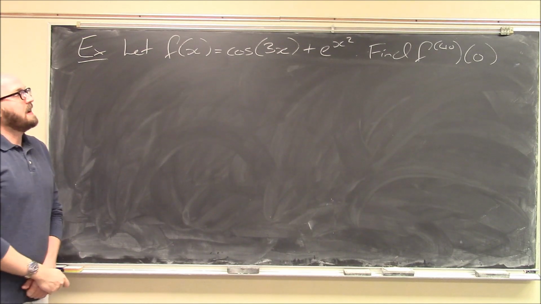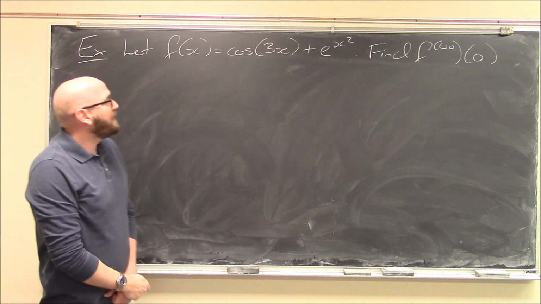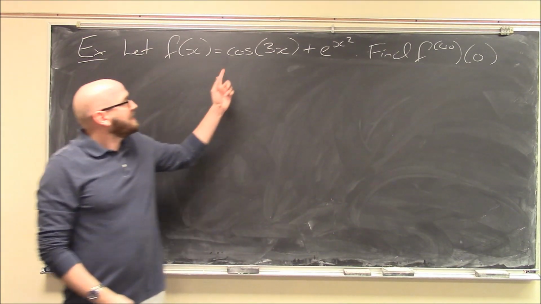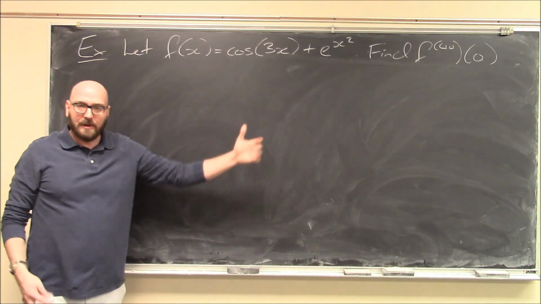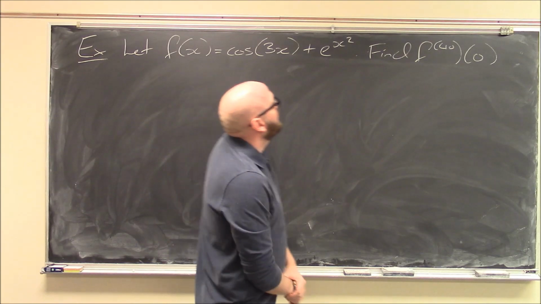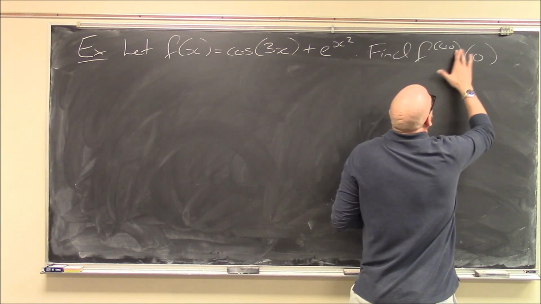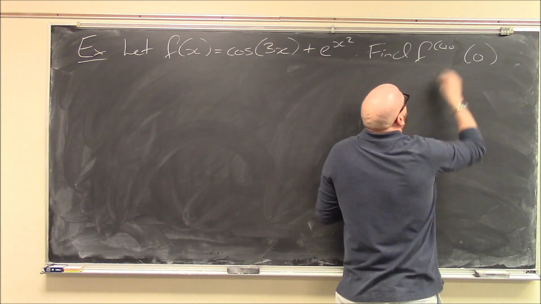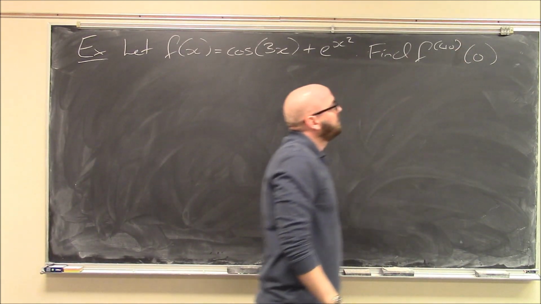Alright, so here's our second application, and this is a fun one. Here's a function, just cosine of 3x plus e to the x squared, not a particularly scary function. And the question is, find the 40th derivative of f at 0.